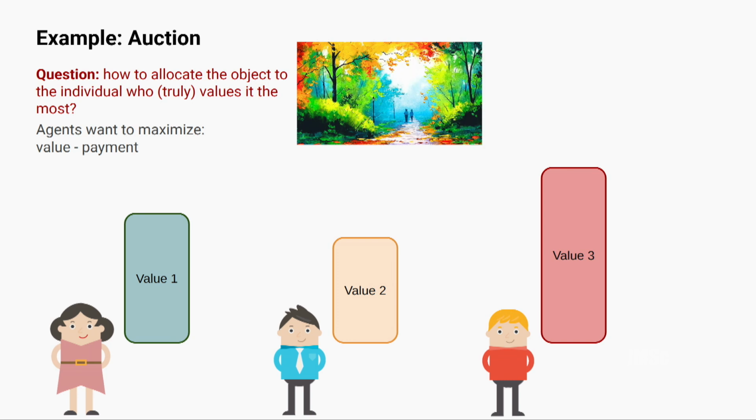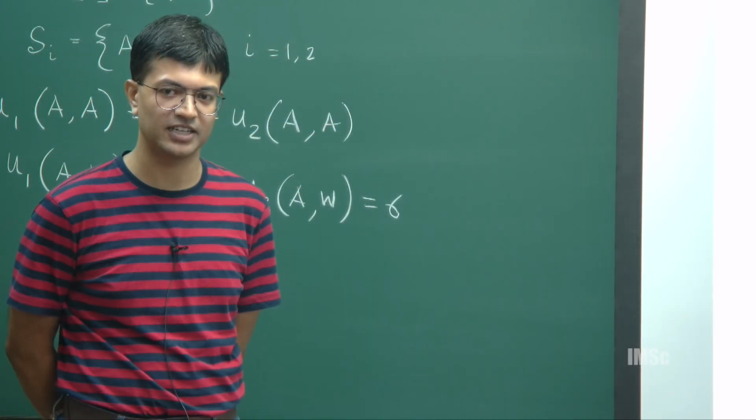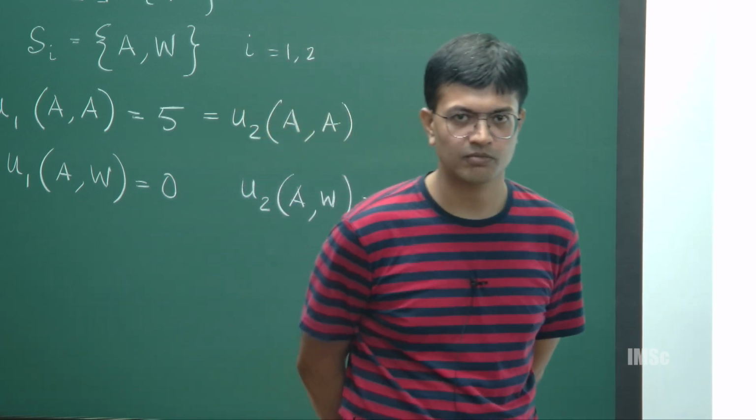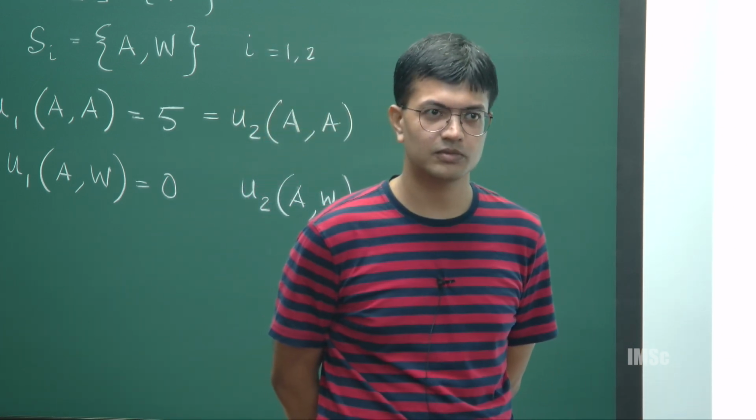So, what's the objective of the players, the auctioneer? He wants to give it to the person who values it the most, right? But the person who values it the most can give a very low price. That is not obvious unless you define what the mechanism is, right? Yes. Why should he reveal it?